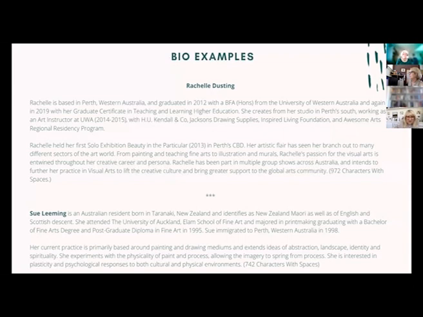I've taken another bio from a person I know, Sue Leaning. That is taken from a much longer bio, which was probably about 500 words, I think. So I just took out the first two paragraphs, and that is 742 characters with spaces. As you can see, you can't waste time, and you have to select details very, very carefully in order to get down to that 500 characters with spaces.